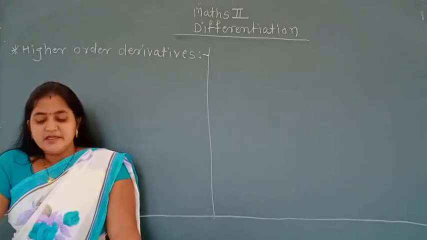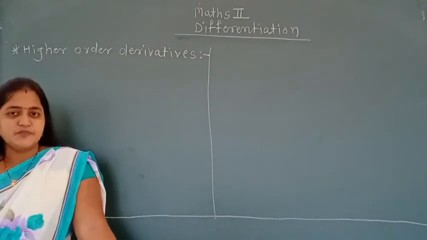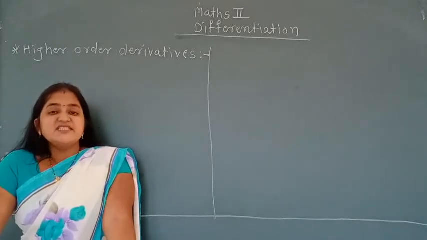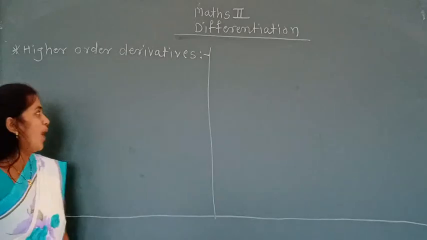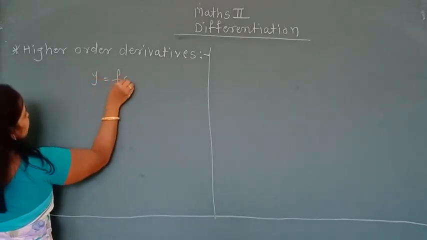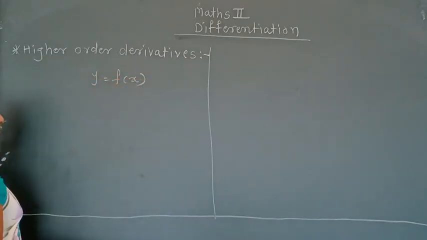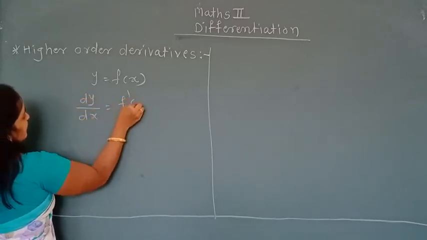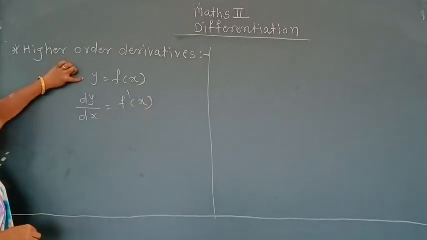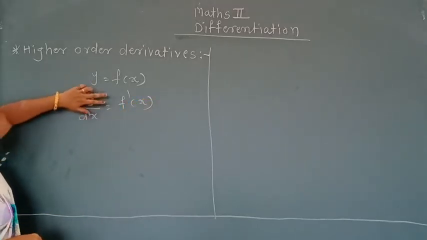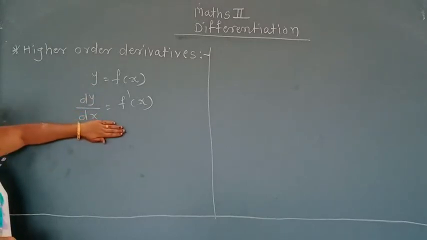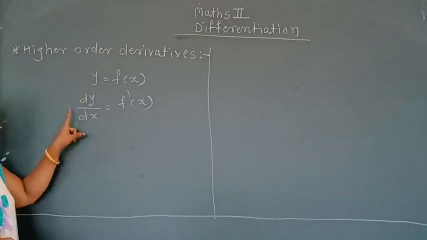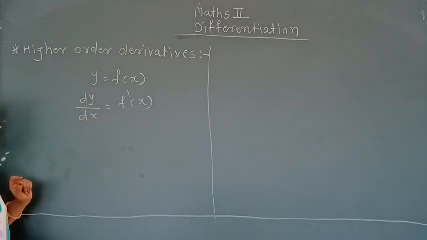Today we start the new topic, which is higher order derivative. So y is a function f of x, which is a differentiable function, that is y is equal to f of x. This function is differentiable, so we can write dy by dx is equal to f dash of x. This is called the first order derivative. Here we have taken the derivative for the first time, so it's called the first order derivative.